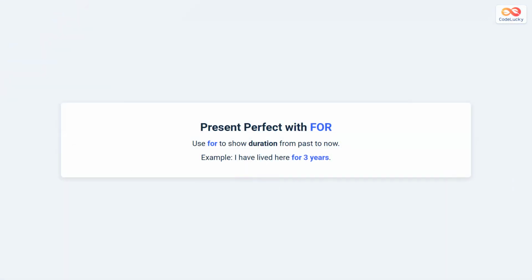"For" is used to describe the length of time an action has continued. For example, we say, "I have lived here for 3 years." This means the living started 3 years ago and continues now.